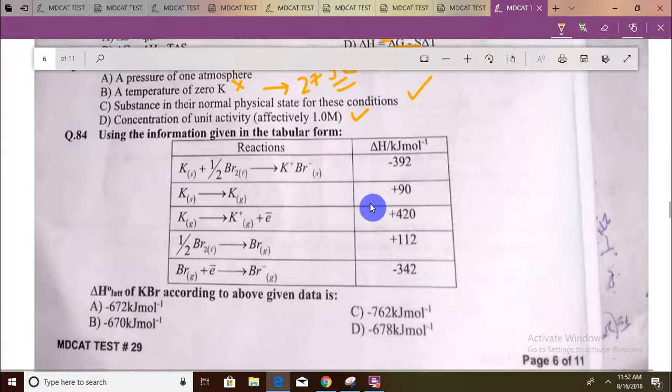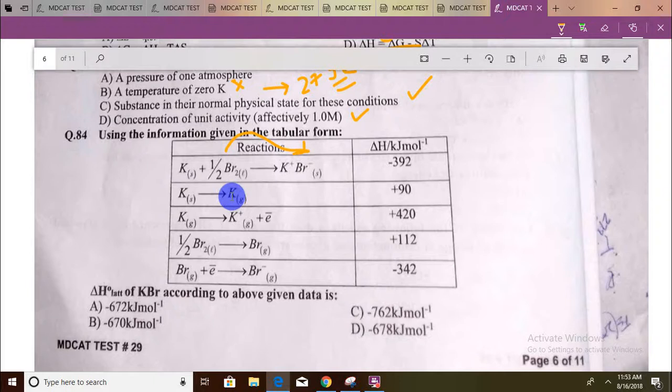So using the information given in tabular form, you need to calculate the delta H lattice. There is a simple formula. You simply have to add delta HF and the sum of all of the energies. So this is the enthalpy of formation, which is negative, and this is where we're going from K solid to K gaseous, and so this is the enthalpy of atomization of potassium.